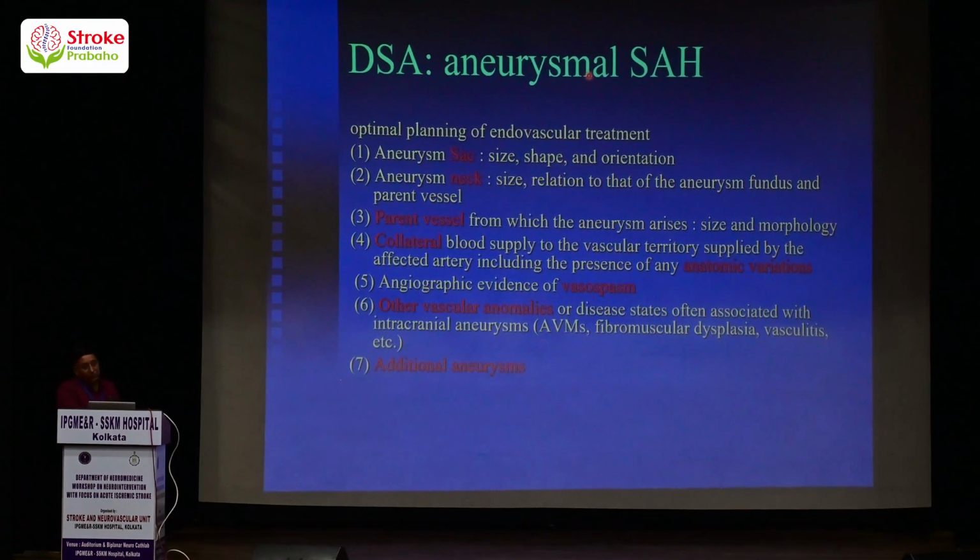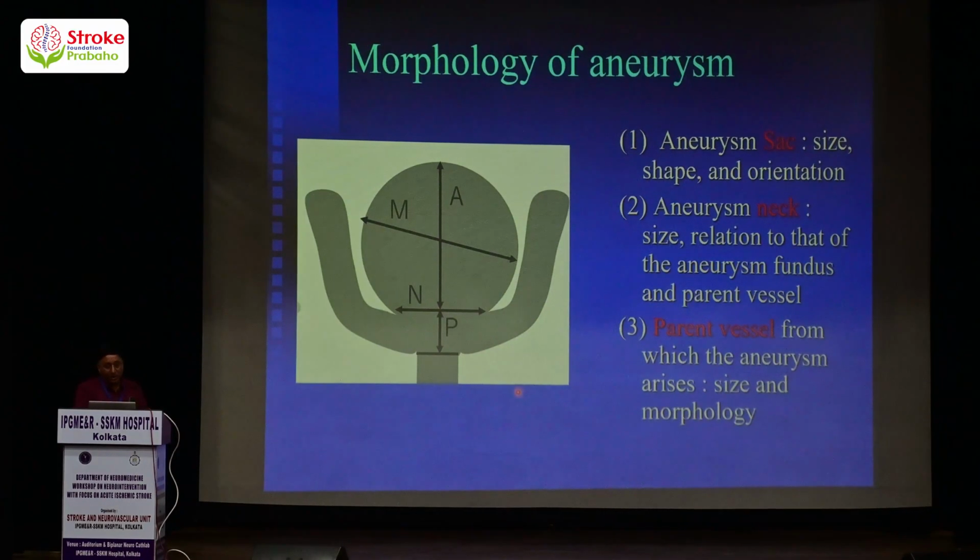So the indications of DSA in aneurysm are to see the size of the aneurysm, shape of the aneurysm, orientation of the aneurysm, to see the neck and any important vessels arising from the neck, what is the size and morphology of the parent vessel, to assess the collaterals, to assess the anatomical variations, to look for vasospasm, and sometimes these subarachnoid diseases may be due to other vascular disease like fibromuscular dysplasia, vasculitis, and sometimes there is an additional aneurysm we can find on the DSA.